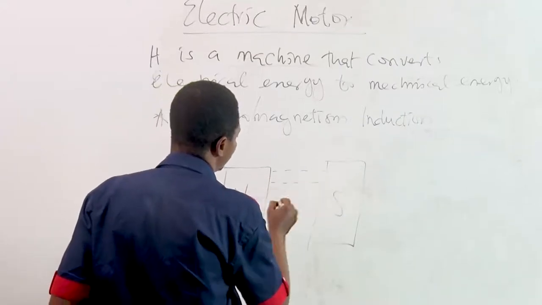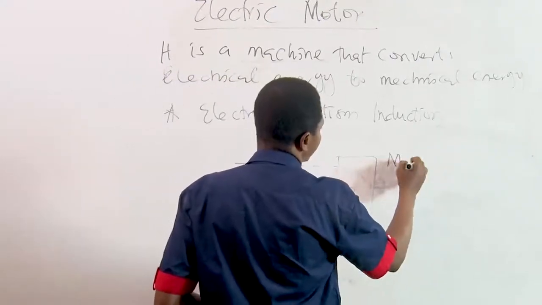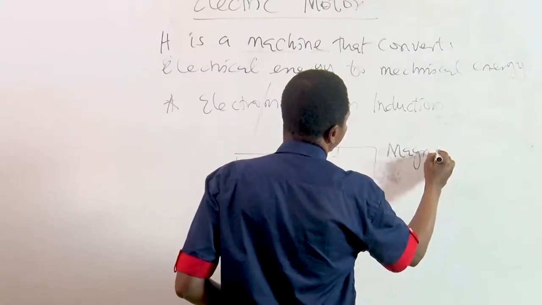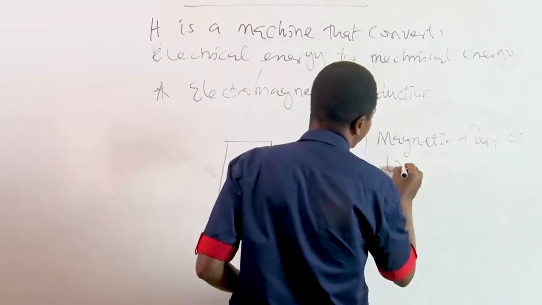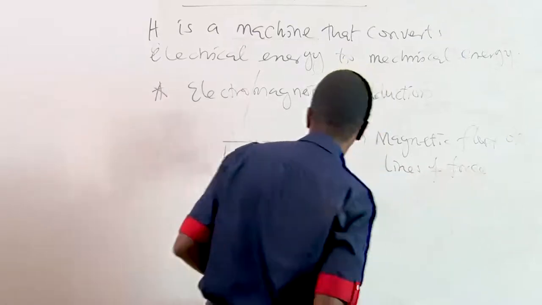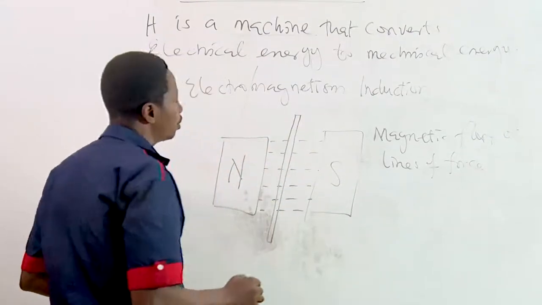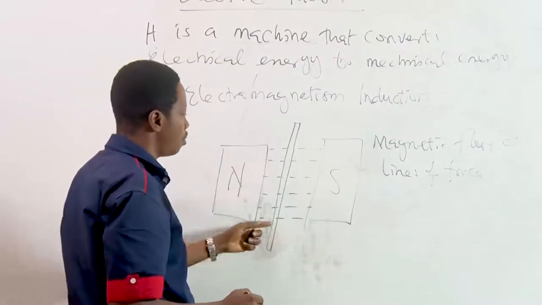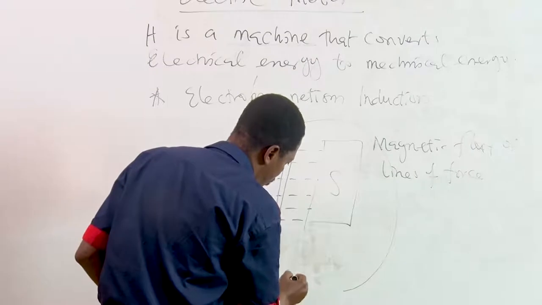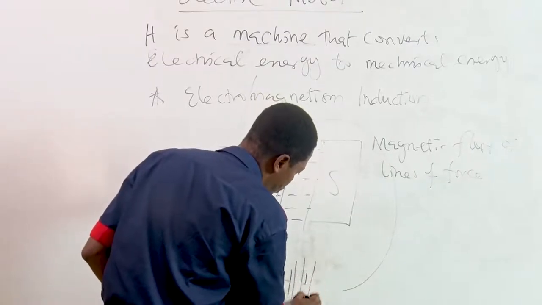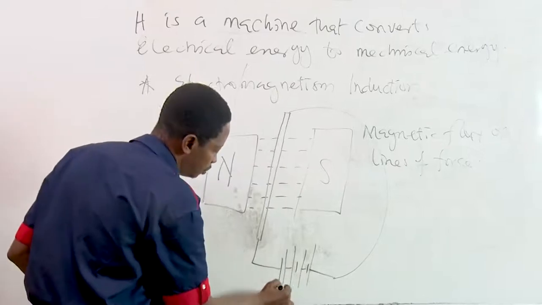In between these two magnets is what we call magnetic flux, or lines of force. We now place a conductor. Sometimes some people use loop conductor, but I'm just using a straight line conductor. And both ends are connected to a battery. This is the battery sign.